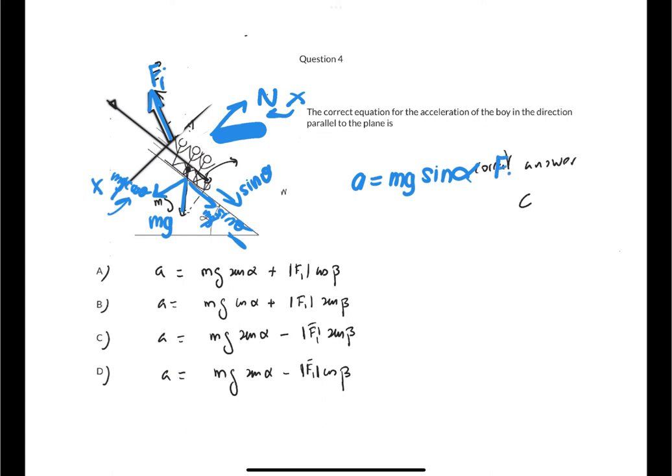There'll be that force I, the magnitude of that, times sine of beta, because again, sine is what's going in the x direction and cosine will be in the y direction. And that's the answer for this problem, which is C.